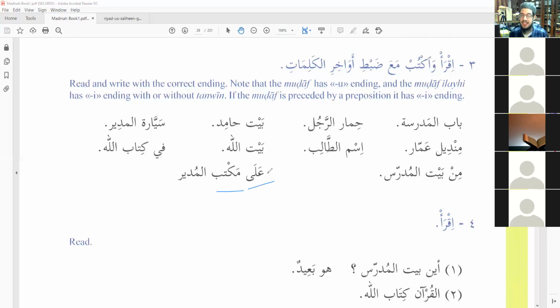And you read it perfectly. Listen to how he said ala maktabi, because it comes after ala. Ala is a preposition. It makes what comes after it majroor. Now we have a possessive construction. Guess what? That makes what comes after it majroor. So we have ala maktabil mudiri, on the principal's desk, something that you don't want to have your name on.